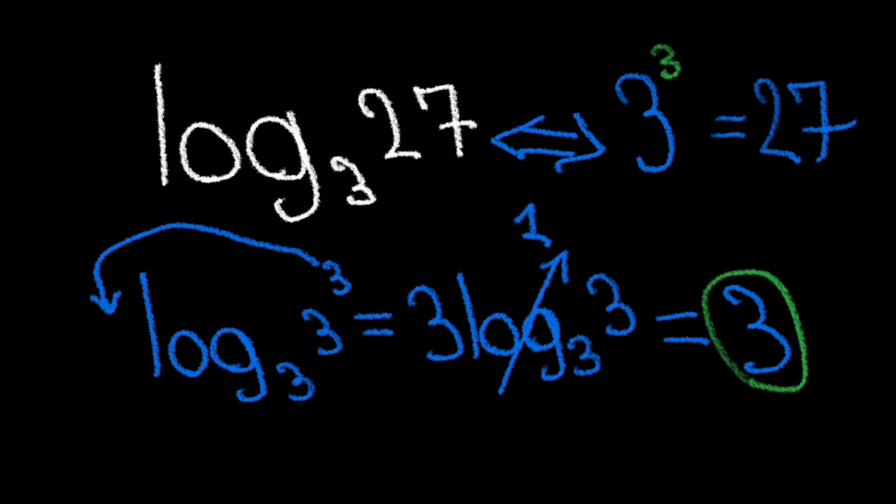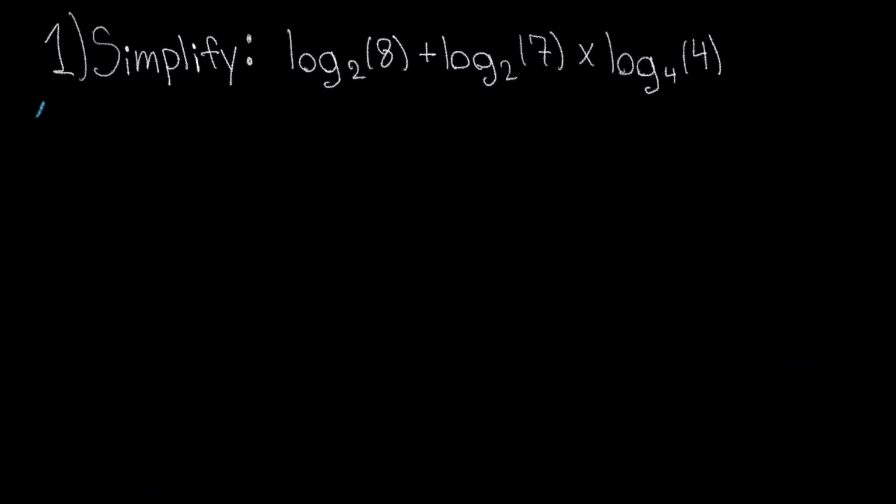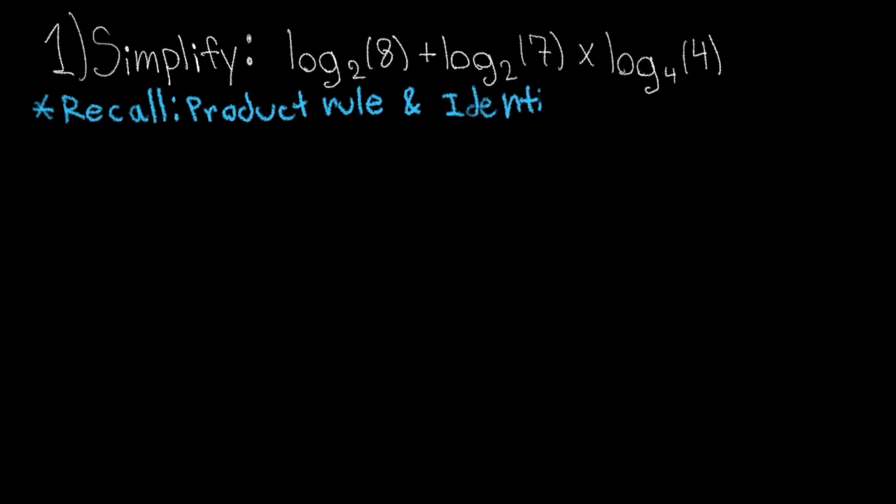Now let's try some practice problems. Right away, I see two logarithms of the same base being added together. This tells me that we can use the product rule. Additionally, I see a logarithm where its base is equal to its argument. This tells us that we can use the identity rule. The first thing that I am going to do in simplifying this expression is cross out the log base 4 of 4 because it is equal to 1.